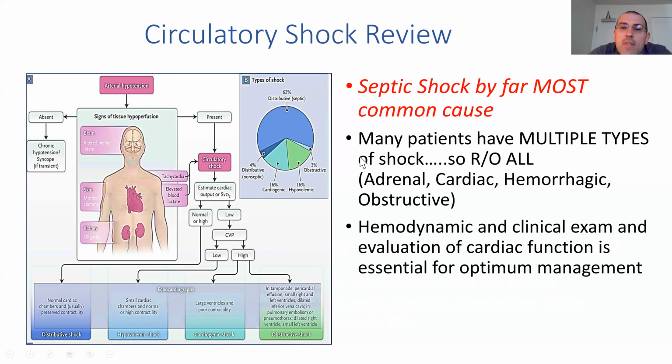So it's important to note here that many patients have multiple types of shock. And so it's important to rule out all types because multiple types could be present. And here again, the hemodynamic and clinical exam evaluation of cardiac function is essential to optimal management. And really, echocardiography needs to be a skill that we all master.